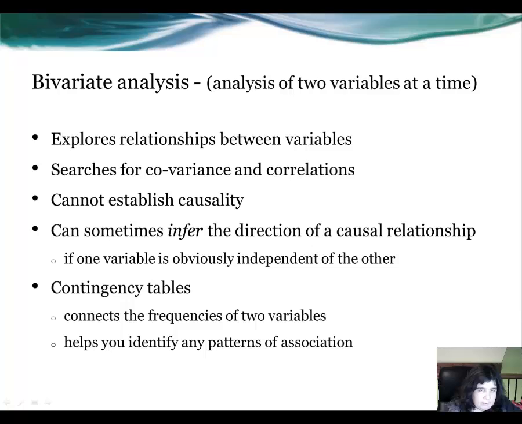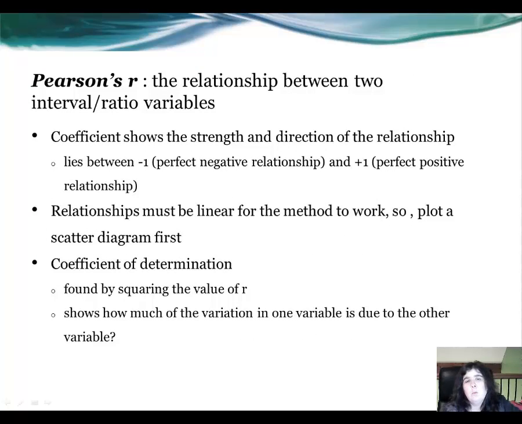What statistical analysis could we actually conduct here? That would possibly be Pearson's r, which shows the relationship between two interval or ratio variables. The coefficient shows the strength and direction of the relationship. It could lie between -1, a perfectly negative relationship, and +1, a perfect positive relationship. And we would use the bell curve to show us this relationship.